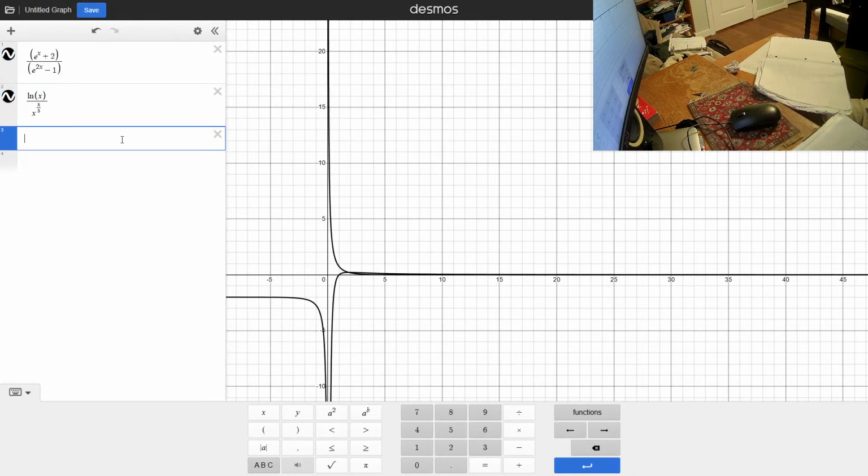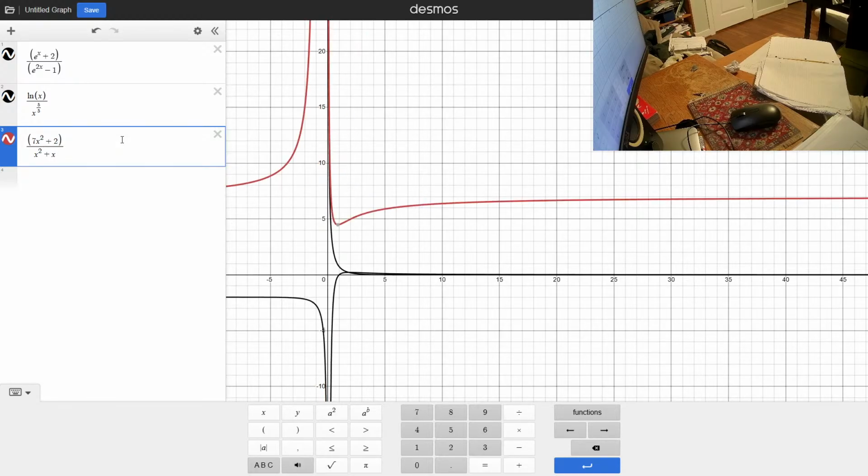Okay, so it's the third one. Yeah, the third one doesn't converge to 0. And I can tell, actually, because it converges to 7. And I can immediately tell that just by looking at this function that it is going to converge to 7, because it is 7x squared plus 2 divided by x squared plus x.